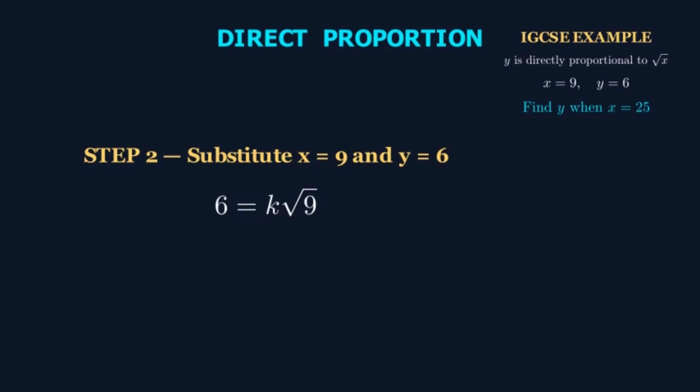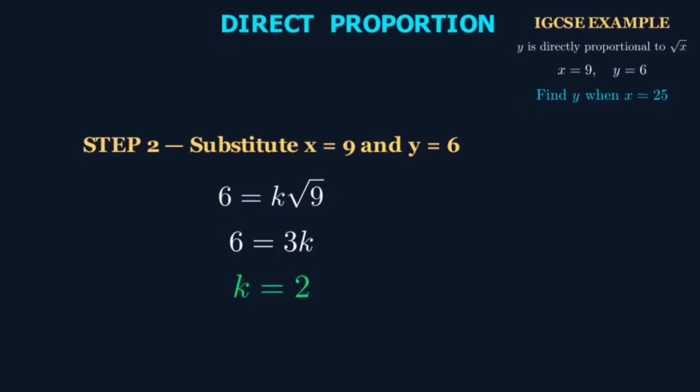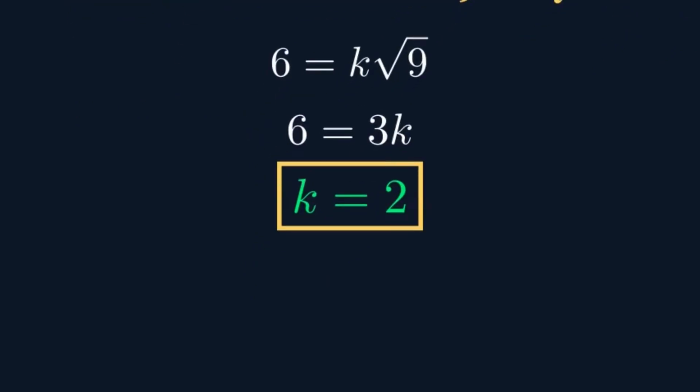So, 6 equals k times the square root of 9. The square root of 9 is 3. Therefore, 6 equals 3k. Divide both sides by 3, so k equals 2. Now we know the constant of proportionality.